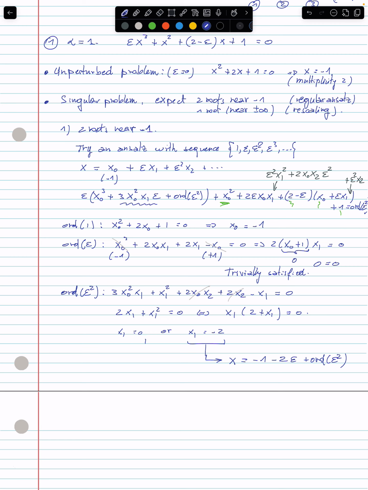The other one actually doesn't provide a second term, because what we get here is x, let me just call them xa for the first root, xb for the second root, is equal to minus 1. And what we can just say here is that we have something plus order epsilon squared. And so we do not really answer the question here, because this is only a one-term approximation.